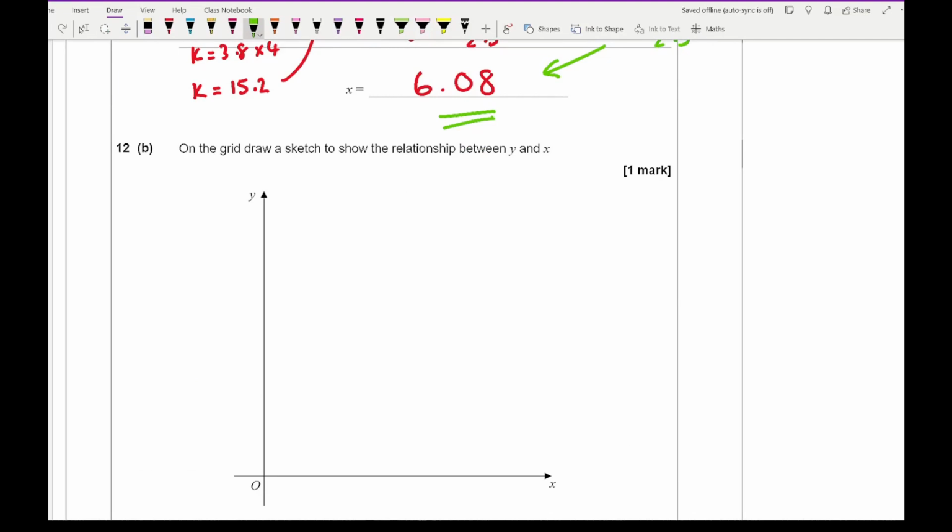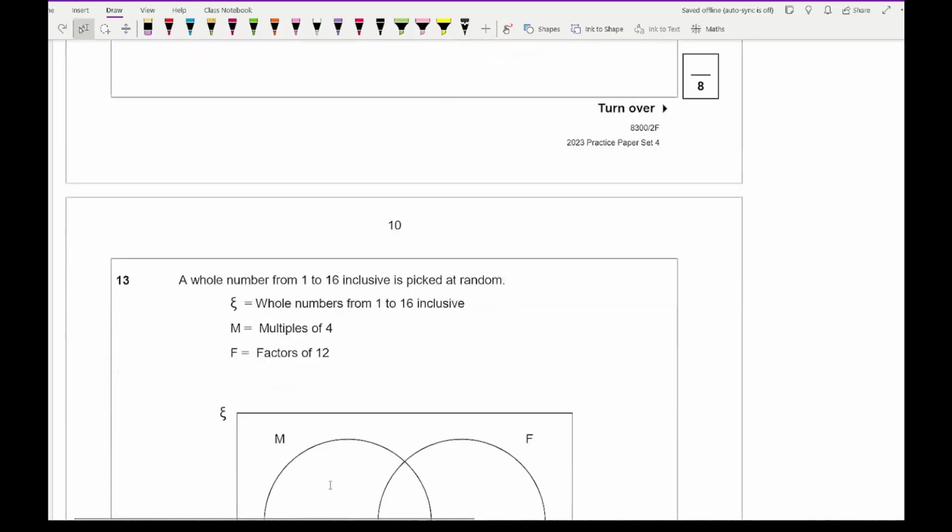Now, as it's a reciprocal graph and it's only worth 1 mark, you just want to make sure that your curve looks something like that. I would strongly recommend you don't label any of the numbers or the scales or anything like that. They're just looking for a general shape. So something along the lines that's asymptotic to the axes, that looks generally a curve like so, should be absolutely fine to get the 1 mark.